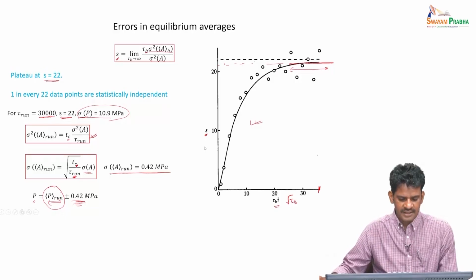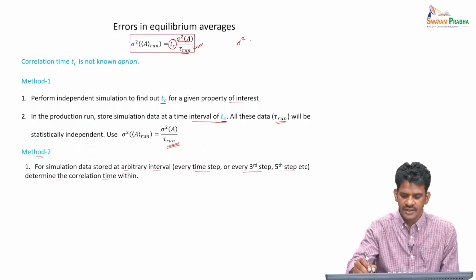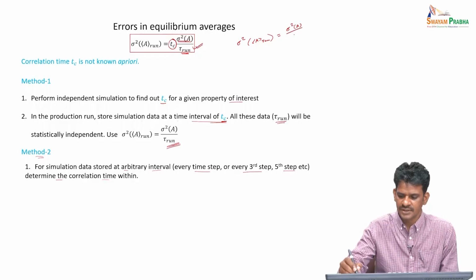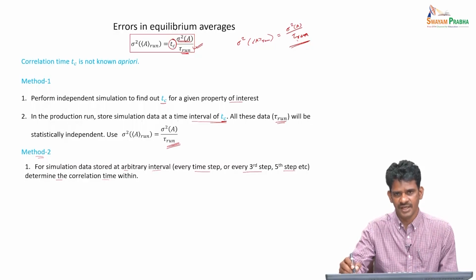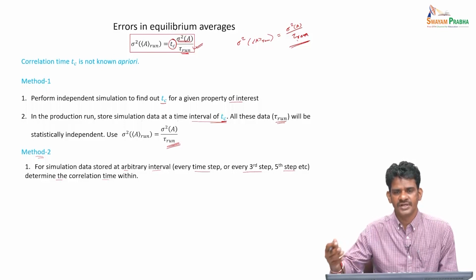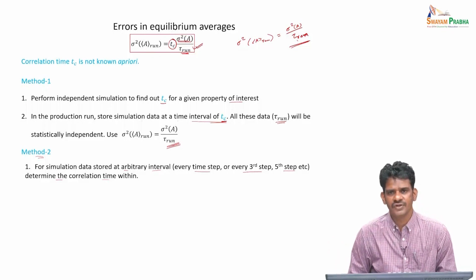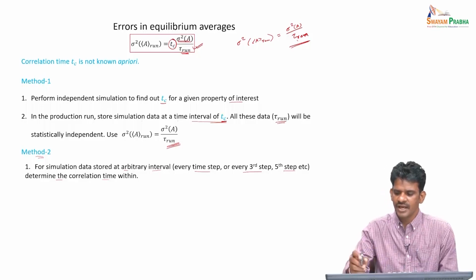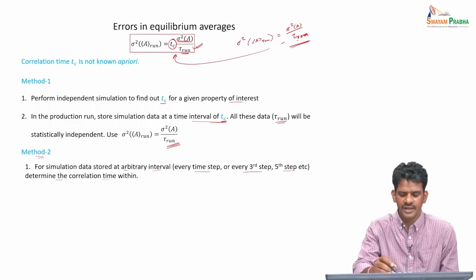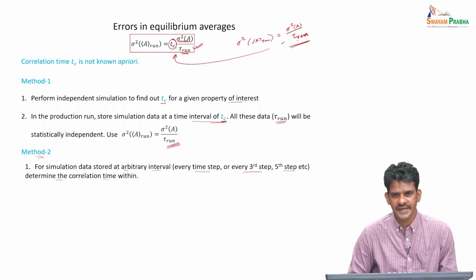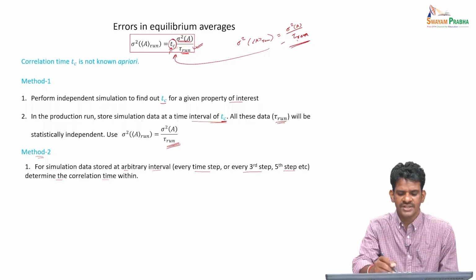So now to go back, initially we had sigma square A run as sigma square A divided by tau run. This is true only if all the data in these tau run data points are statistically independent, but in MD simulation there could be some correlation of the subsequent data, because we do not know a priori what the correlation time is. If I know the correlation time, we can correct this formula, where the total number of data points is normalized with respect to the correlation time. Now we discussed there are two ways in which we can get the correlation time. Once we know the correlation time, we can use this formula.